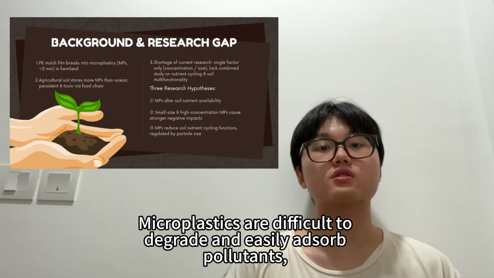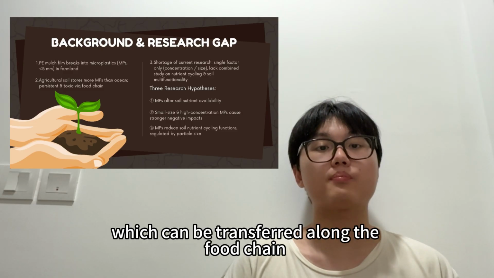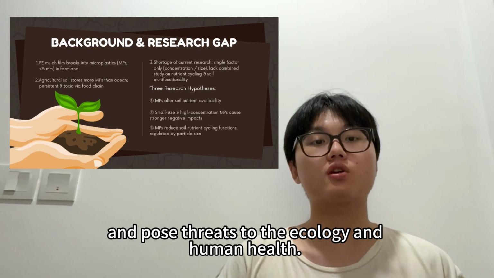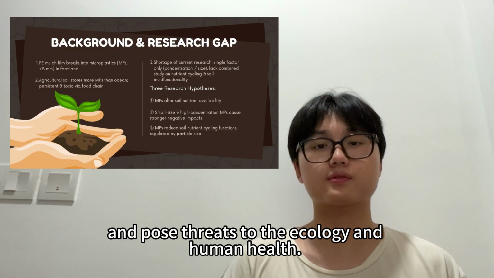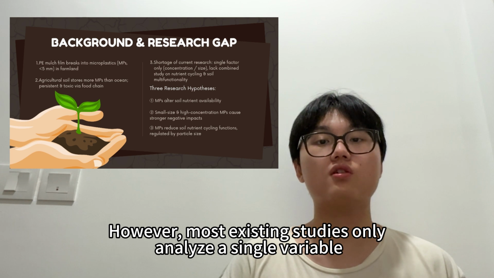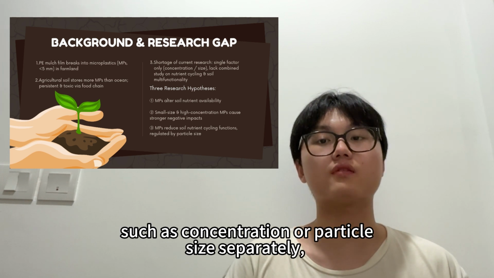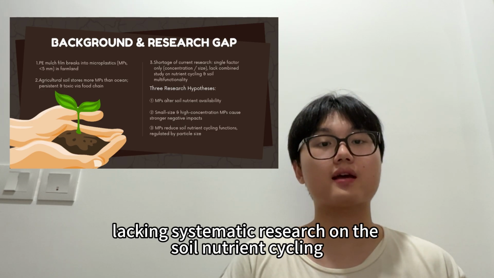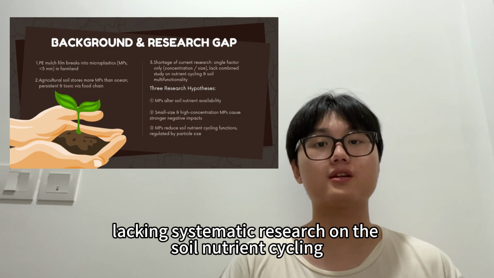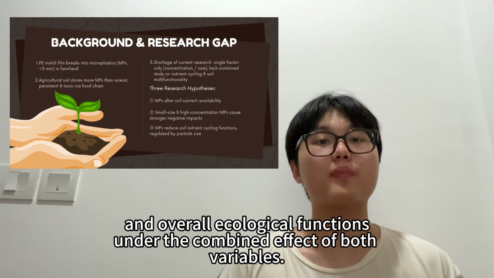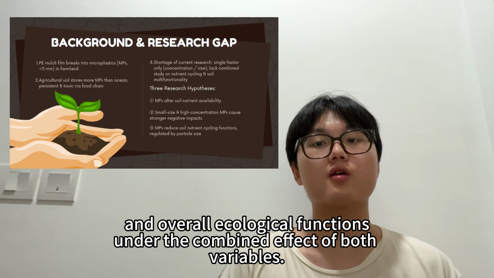Microplastics are difficult to degrade and easily absorb pollutants, which can be transferred along the food chain and pose threats to the ecology and human health. However, most existing studies only analyze a single variable such as concentration or particle size separately, lacking systematic research on the soil nutrients cycling and overall ecological functions under the combined effects of both variables.